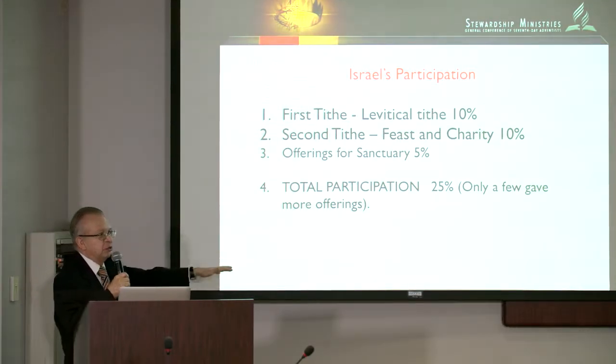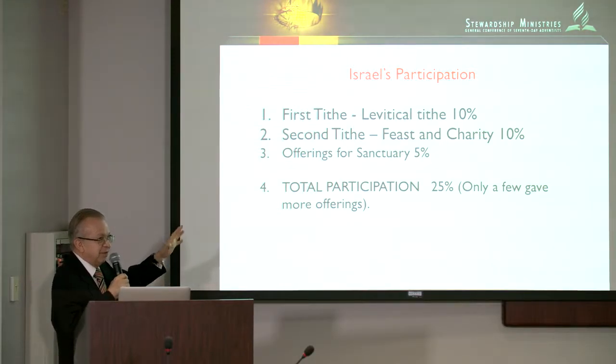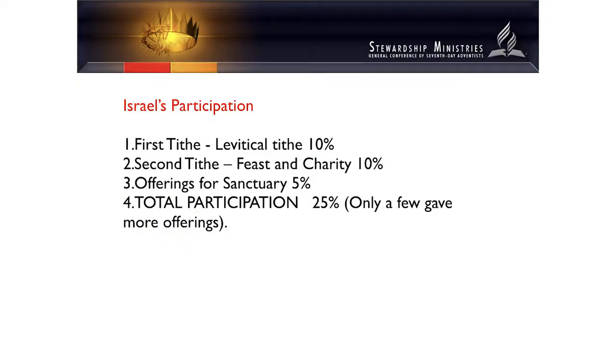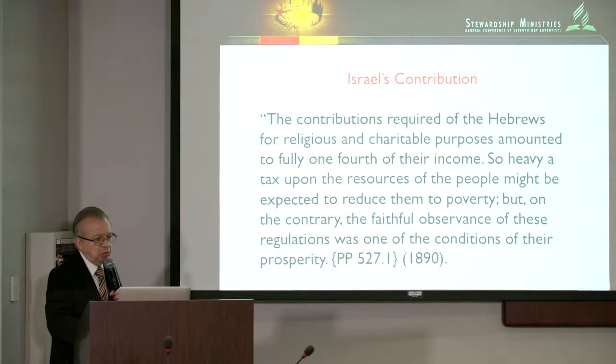Now we come into a section that we need to take very carefully. The first tithe is the Levitical tithe, 10%. The second tithe was the feast and charity, 10%, the same. And the offerings, 5%. The total participation of the Jewish families was 25%. Only a few gave more offering and went more than this.